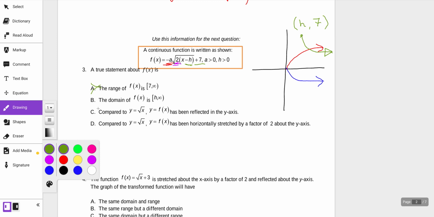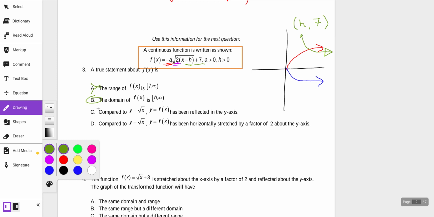The domain is h to infinity. That is true. So if you look at my green graph, it went h to the right. That means my furthest left point will be h, and it does go to the right to infinity. So the answer would be B. The domain is h to infinity.